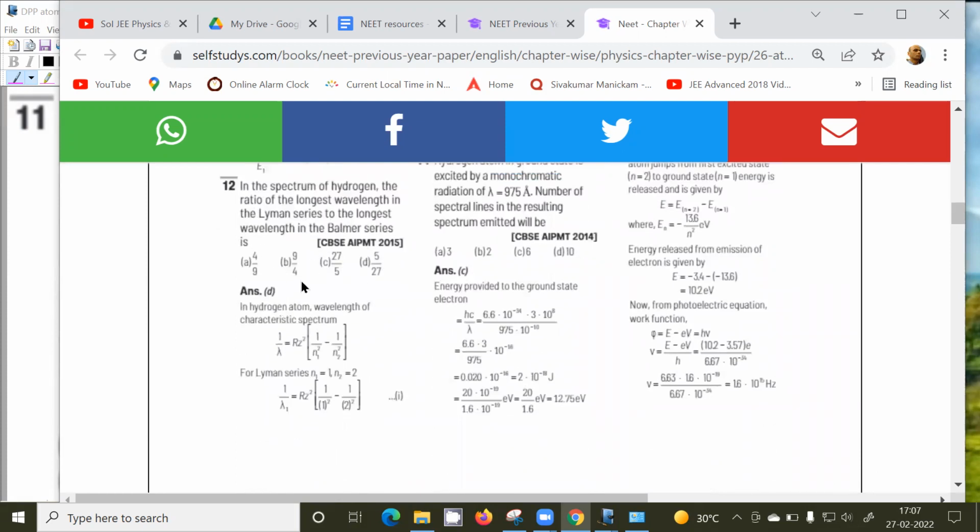So longest frequency makes sense. Okay, so this is the shortest. So minimum frequency is the next. See, in Lyman series, the final this thing is 1, right? So the longest wavelength means it's a minimum energy difference, right? Understood or not?